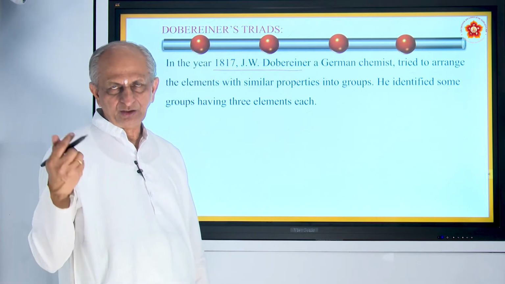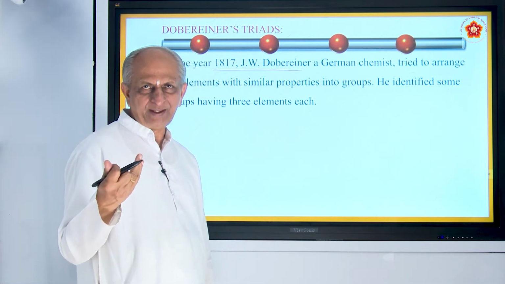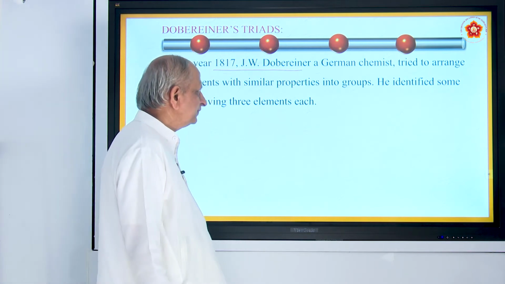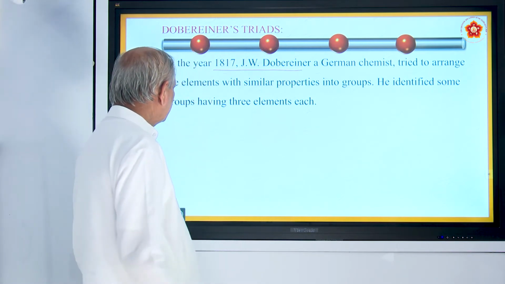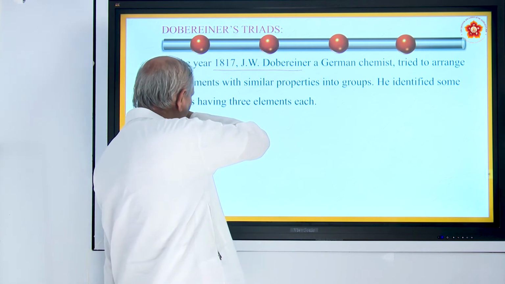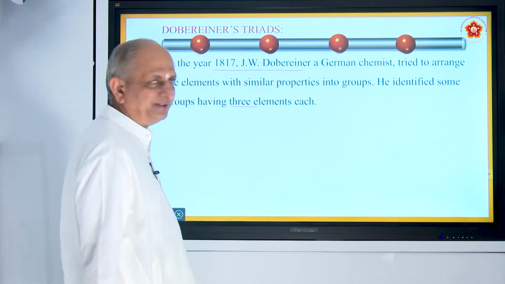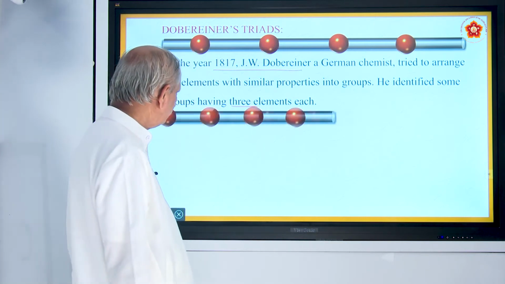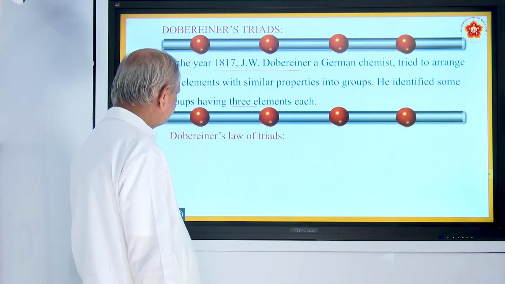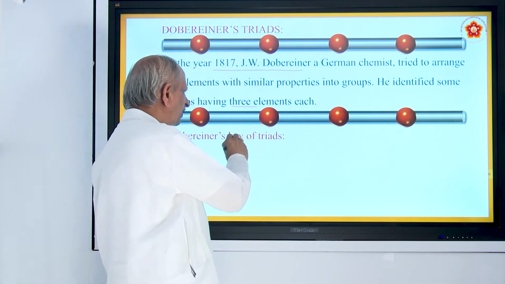For example, chlorine, bromine, iodine. He made one group, identified some groups having three elements each. That's why it is called triads. And it is based on a law.